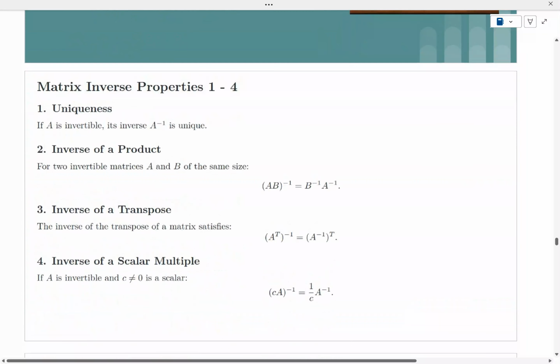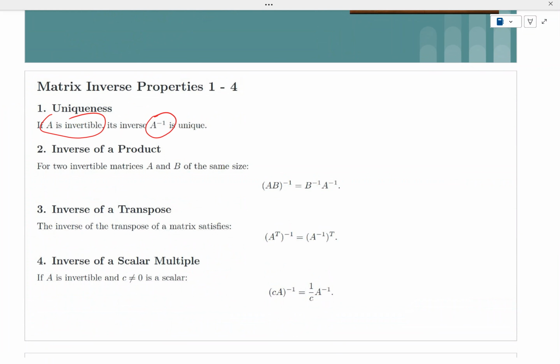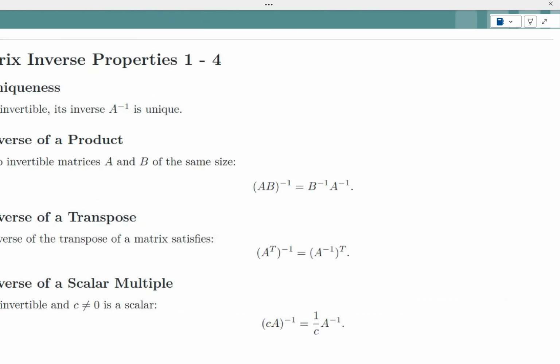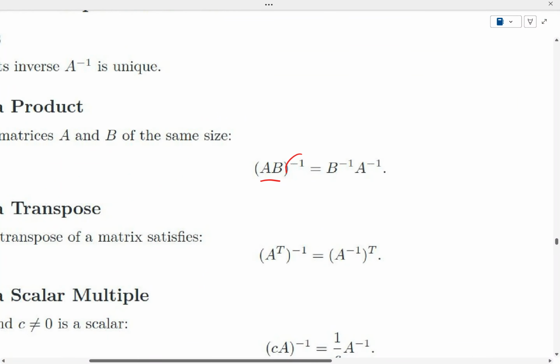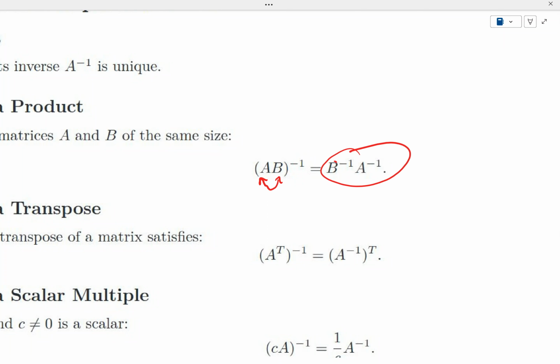One of the inverse properties is uniqueness. That means if there is an invertible matrix A, like if you can invert it, you have A inverse and that's it. You're not going to have multiple inverses that do the same thing. It's unique. And the inverse of a product: if you have two matrices multiplied together and you take the inverse, it's kind of like the transpose. You just flip the order of the two of them, and then you put an inverse on each one individually.